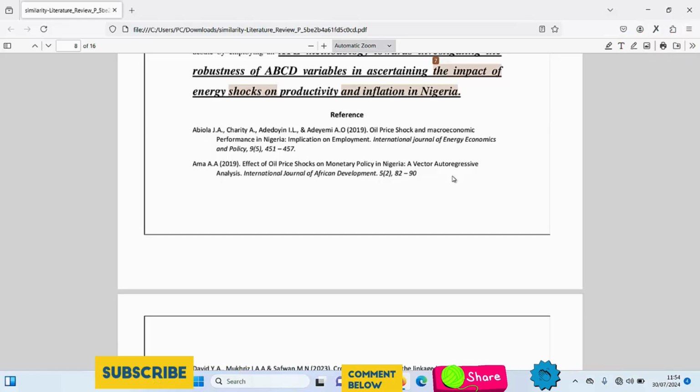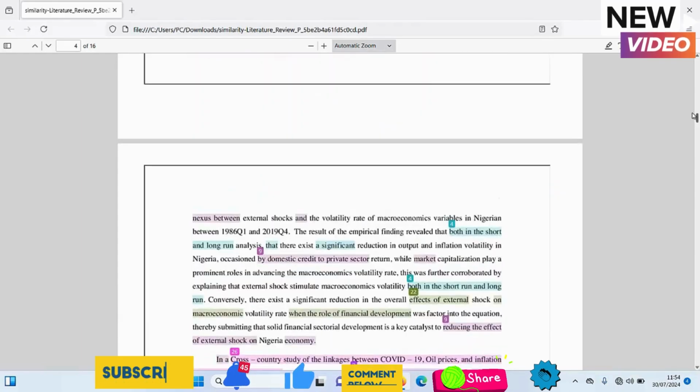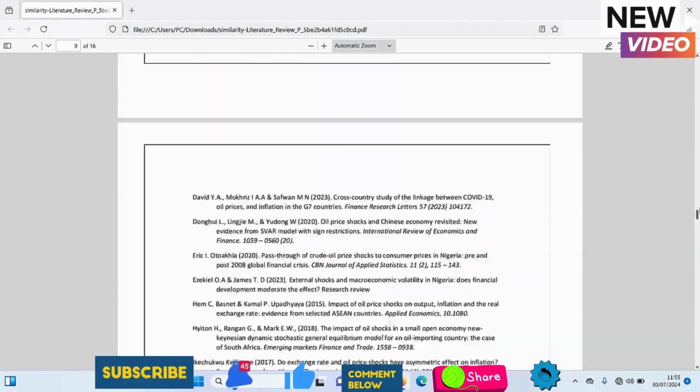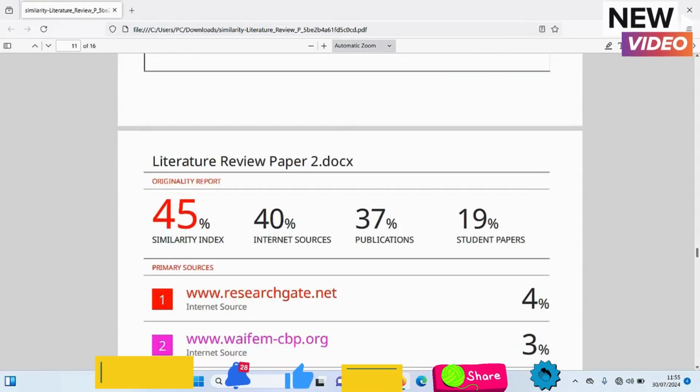So now, when you have issues with your paper, I mean when the similarity index is higher than the acceptable rate or the threshold for your department, you need to work on it. And you can do two things. It's either you bring it down to zero, which is somehow impossible, or you reduce it. So the best thing is just to work on the reduction.